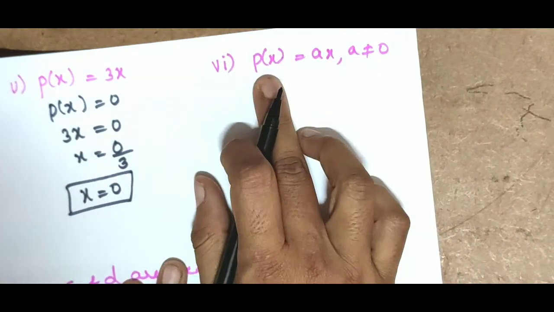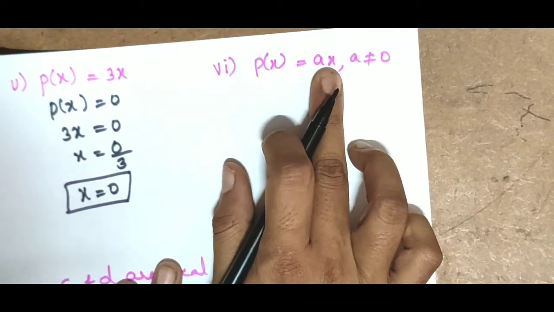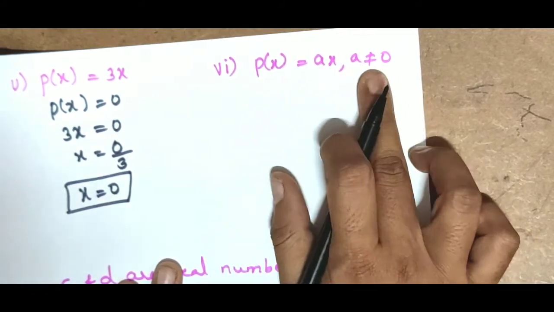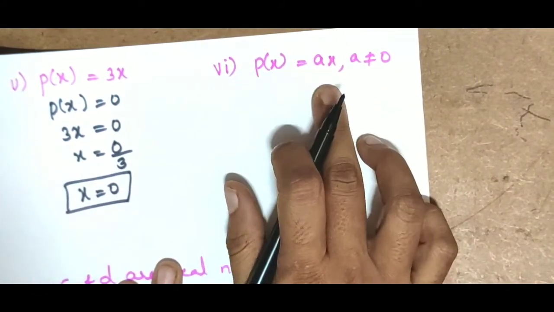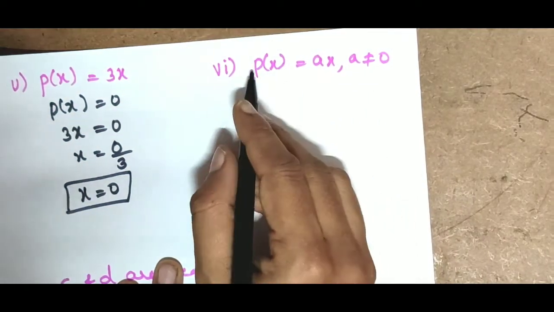So now let's go for sixth here. P of x is equal to ax. So here a is not equal to 0, because if a becomes 0, the whole thing will be equal to 0. Clear? So now here let us find.